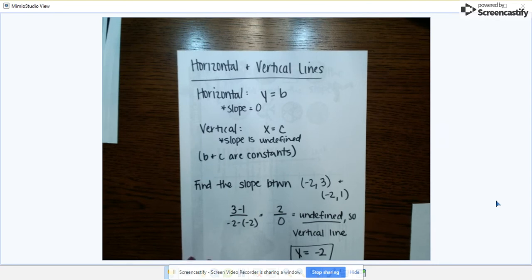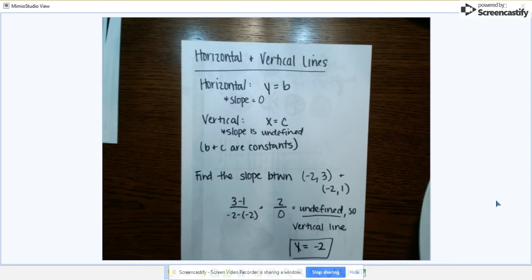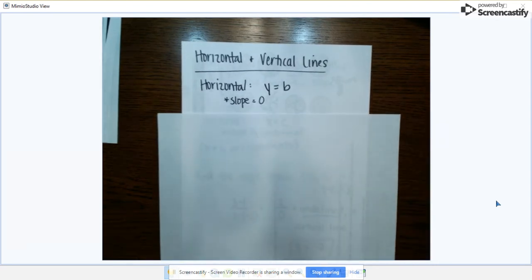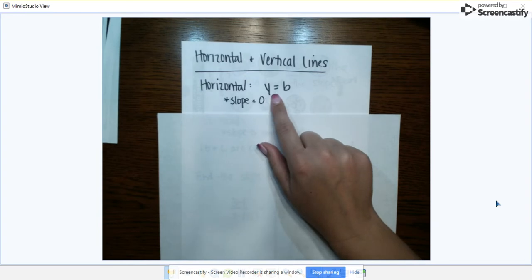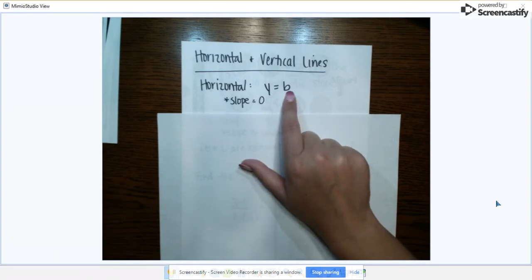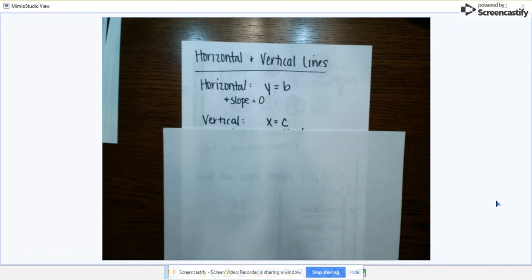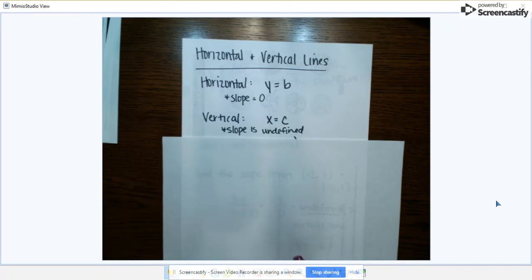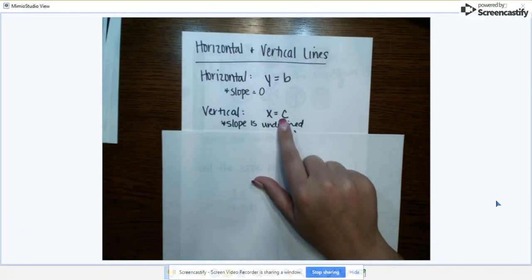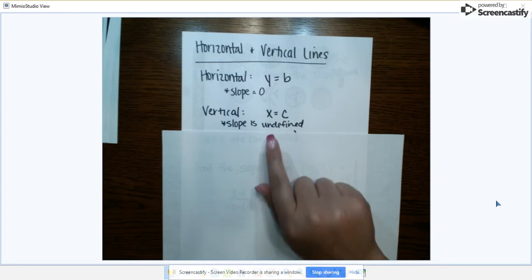A couple other things to talk about. If we have horizontal lines, they will always be y equals some constant. b is just a number. It's also really important to know that the slope of a horizontal line is always 0. Similarly, we have vertical lines, and those are always x equals a constant or a number. And every vertical line has an undefined slope.